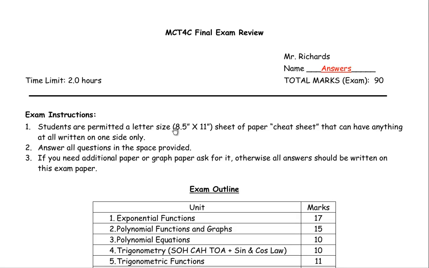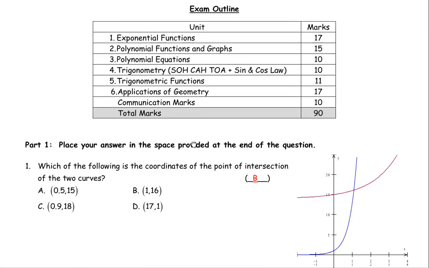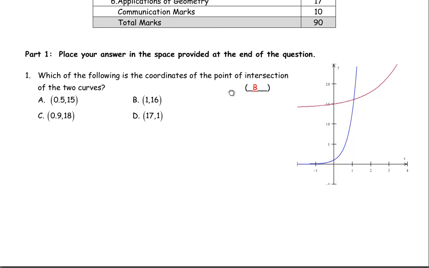The purpose of this video is to go over in detail the solutions to this MCT4C final exam review. And so I'll flip right to the beginning of the first multiple choice question. And in it, you're given these two curves and asked to find the point of intersection.